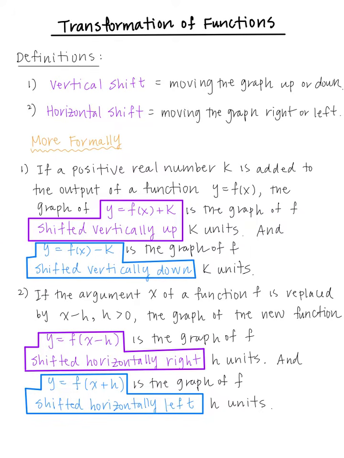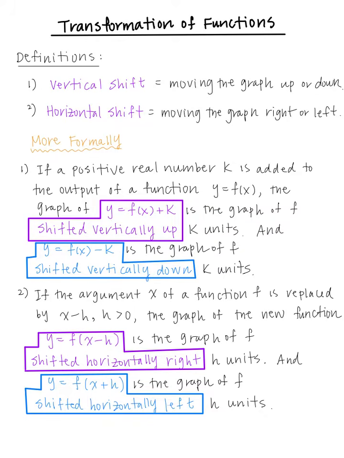So I wrote down here more formally. Number one, if a positive real number k is added to the output of the function y equals f of x, the graph of y equals f of x plus k. So our f of x is the given graph, and then if I add k units to it, that is the graph of f shifted vertically up k units. And y equals f of x minus k is the graph of f shifted vertically down k units. So you can think of y equals f of x plus or minus k as like a formula how to shift the graph up and down.